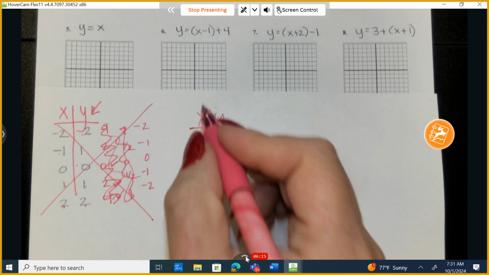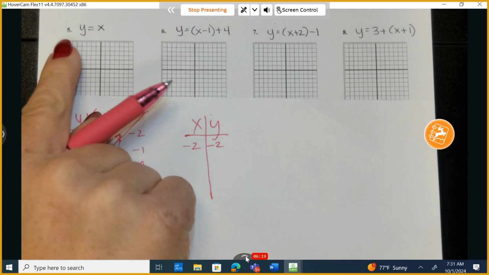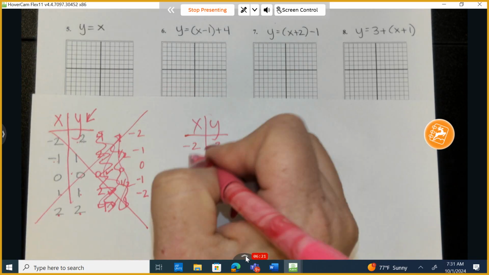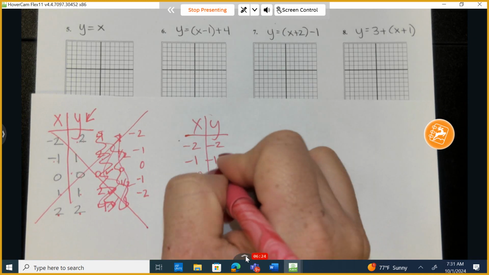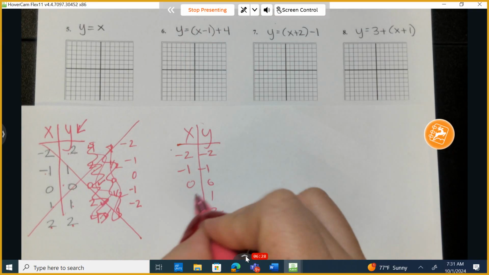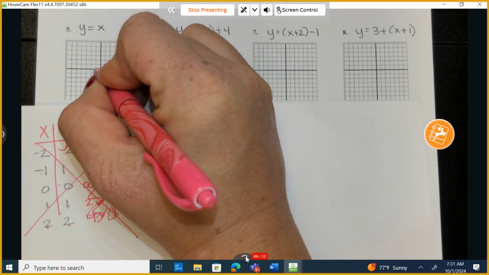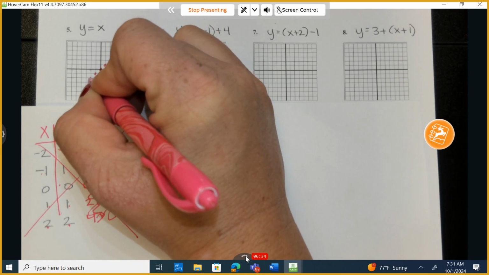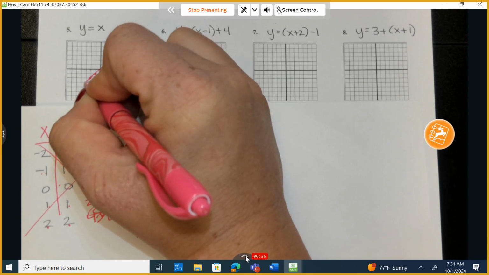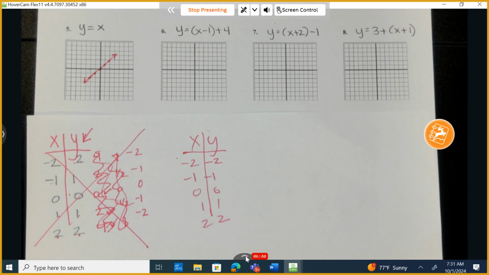So if I input -2, the output is also -2. We can see that the x and y have to equal each other. So -1 equals -1, 0, 0, 1, 1, and 2, 2. Very simple. We're going to come over here and graph those. Here's my 0, 0, 1, 1, 2, 2, -1, -1, and -2, -2. Now, how do we actually translate that?